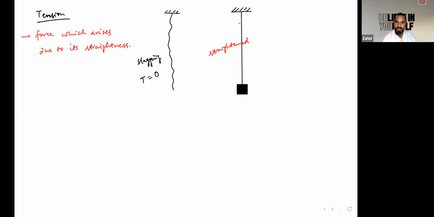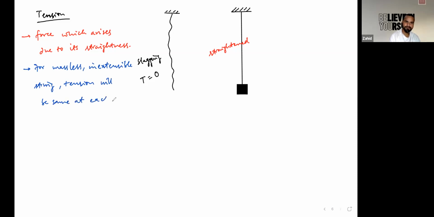Now, how to define tension? First, for any massless string, tension would remain the same at each point. For a massless, inextensible string, tension would be the same at each point.